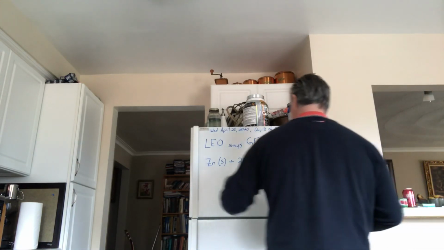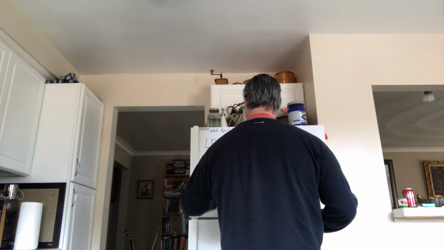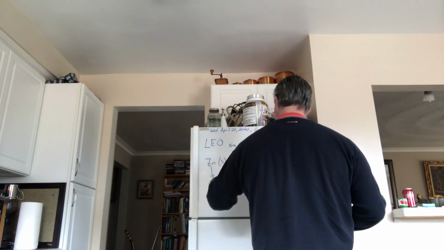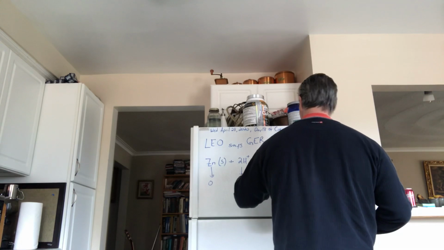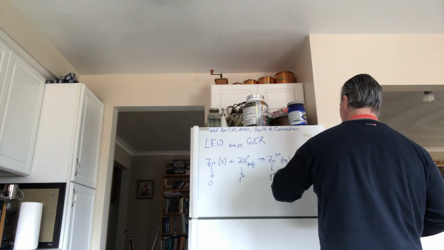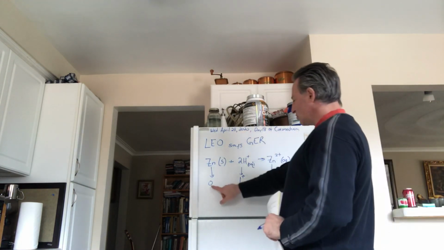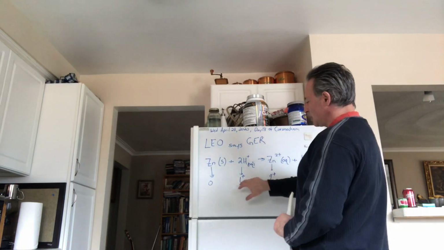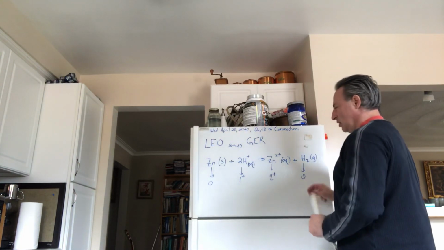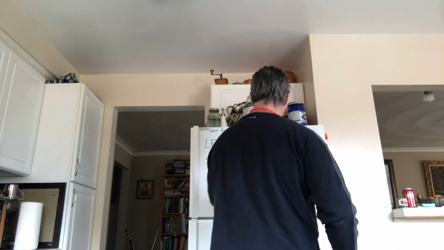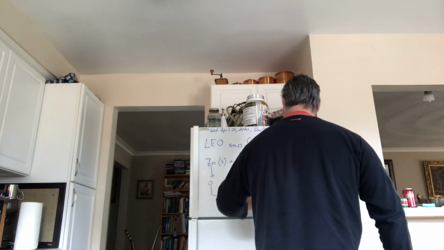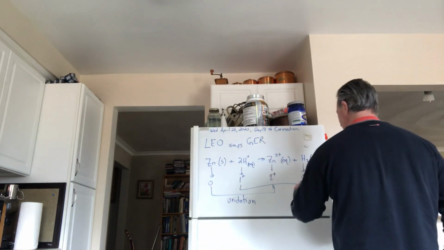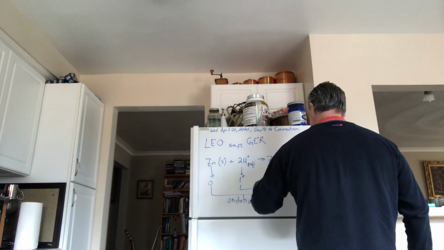So if you were to look at the oxidation state of zinc, originally it's 0, and for the hydrogen it's +1. For the zinc here, it becomes +2, and here for the hydrogen, it becomes 0. So you can see that the zinc goes from 0 to +2, the hydrogen goes from +1 to 0. So the zinc is being oxidized, and the hydrogen is being reduced.